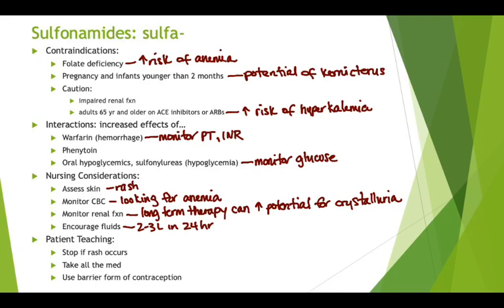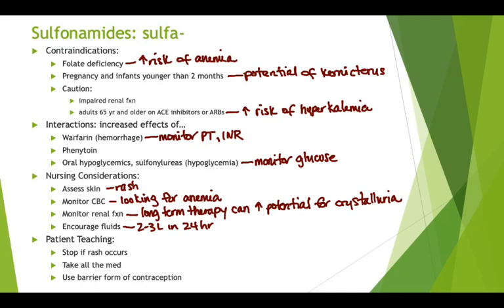Contraindications for sulfa drugs. Again, any patients that have folate deficiencies are going to be at a higher risk for getting anemias. Patients that are pregnant or infants that are younger than 2 months of age. You do not want to give them any type of sulfa drug because of the potential for kernicterus.